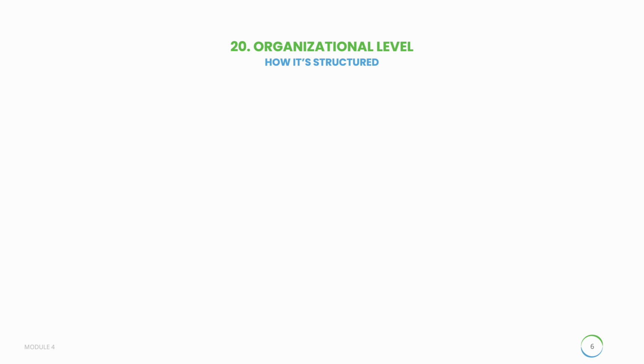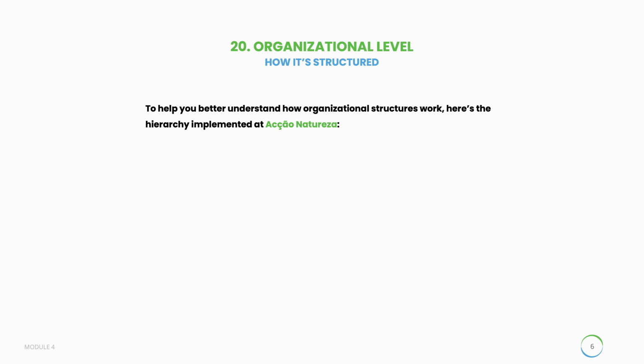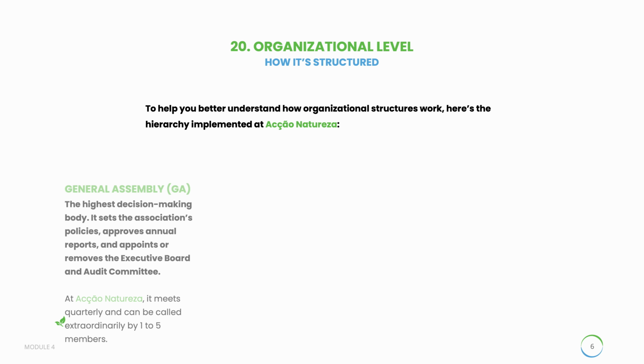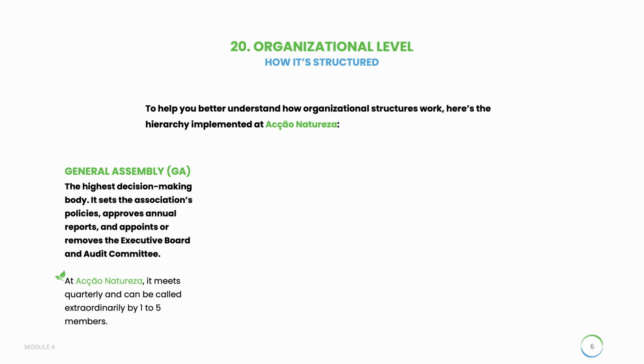Organizational level, how it is structured. At organization levels, there are three main structures. Here's what each one does. General Assembly, the highest decision-making body. It sets policies, approves annual reports, and appoints or removes the Executive Board and Audit Committee.